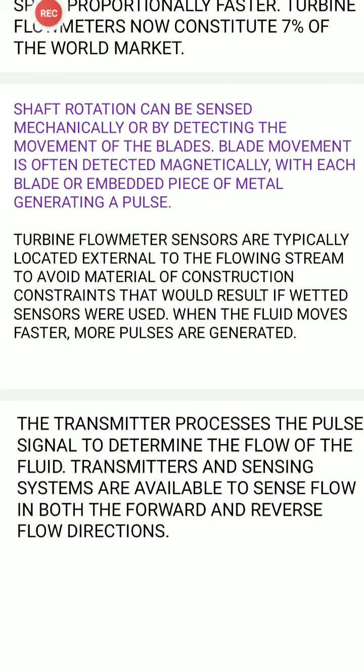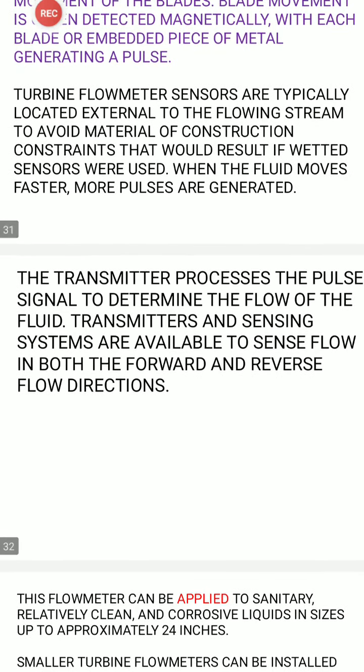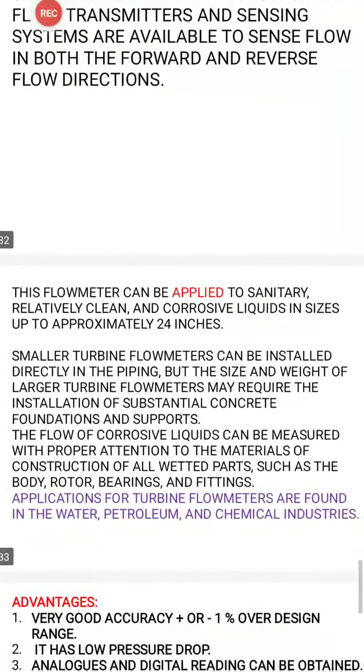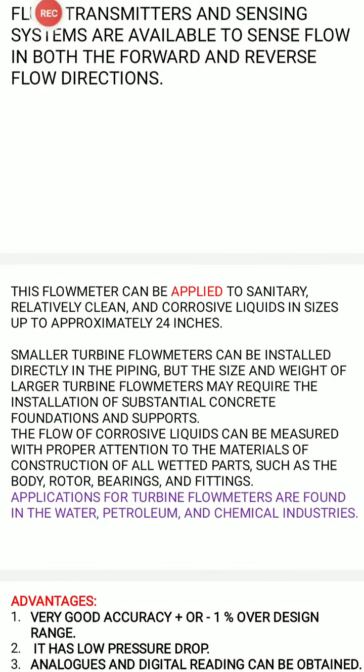Turbine flow meter sensors are typically located external to the flowing stream. Sensors are located outside to avoid material of construction constraints that would result if wetted sensors were used. When the fluid moves faster, more pulses are generated. Depending upon the rotation of the blade, the transmitter processes the pulse signal to determine the flow of the fluid. Transmitters and sensing systems are available to sense flow in both the forward and reverse flow directions. The flow may be moving from left to right or right to left.